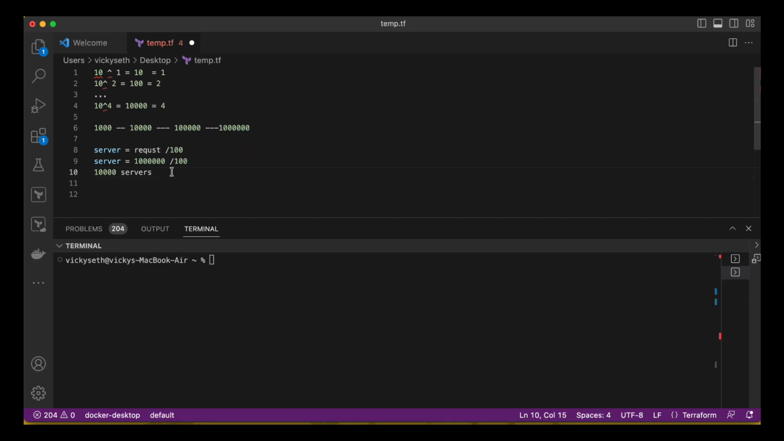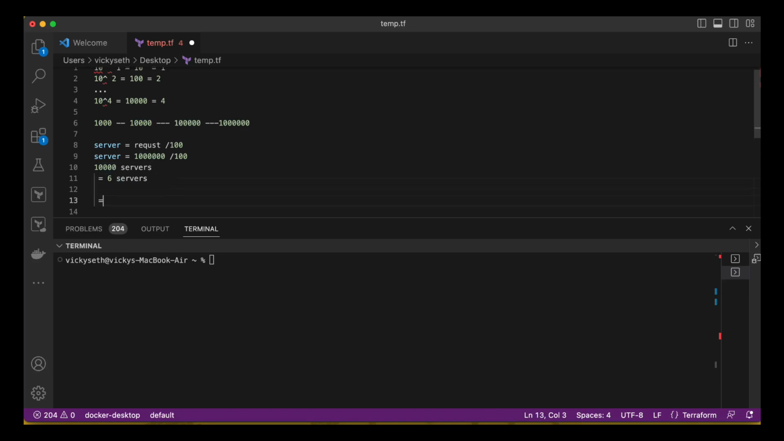But if we use the log, how many servers do we need? 1, 2, 3, 4, 5, 6. Only 6 servers. If we have requests like 10,000, how many do we need? 4 servers. This is 10,000, so 4 servers. So this is where logs help us a lot. Let me give you some scenarios so that you can understand this better.